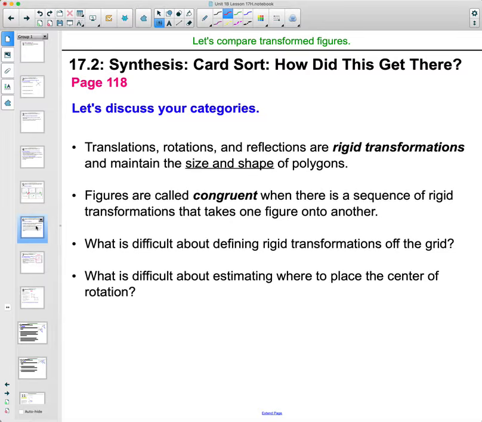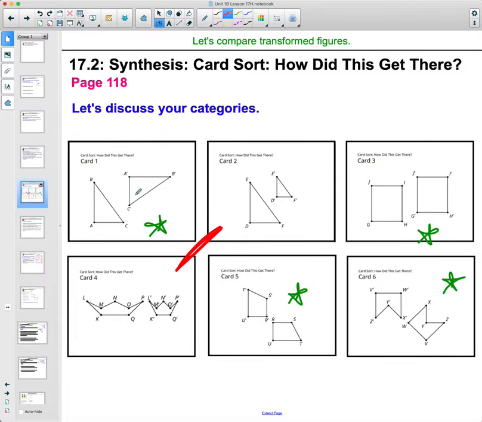When we're talking about the different categories that you could have come up with, again, we talked about rigid transformations as a possibility, and remembering that figures are called congruent when there's a sequence of rigid transformations that takes one to another. So for instance, in this one, you have some type of rotation. You rotated ABC 90 degrees clockwise around some point of rotation in here. This one looks like a translation, so you just moved it along a vector, moved H to H prime.